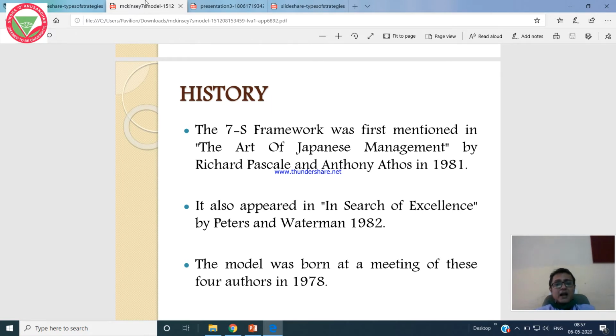But what about this Art of Japanese Management? Why Japan? The word Japan, or the country name, is often heard when quality, excellence, or superior service quality is mentioned. I will tell you the reason for this.